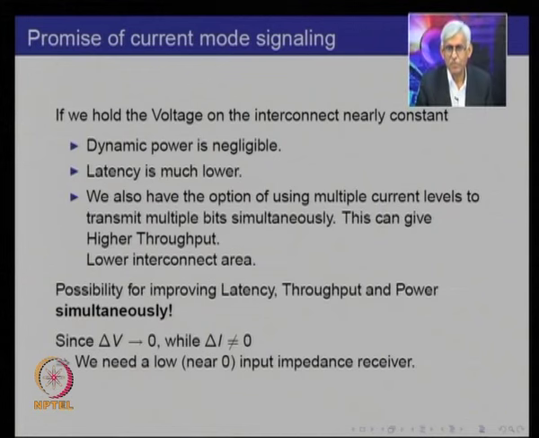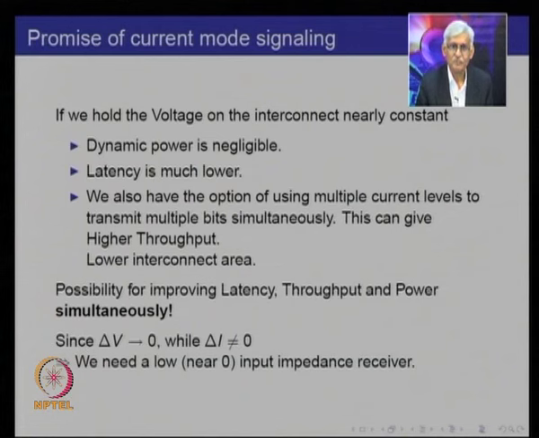Correspondingly, the latency will be much lower. We also have the option of using multiple current levels to transmit multiple bits simultaneously. This can give higher throughput and lower interconnect area because there are fewer wires for carrying the same amount of information. Thus, we have the possibility of improving latency, throughput and power simultaneously. Normally, we tend to trade off one against the other. However, this is easier said than done. How are you going to change the current without changing the voltage? Because Ohm's law connects the two.